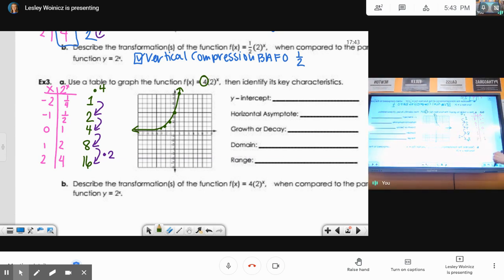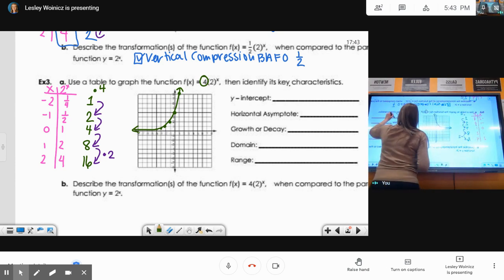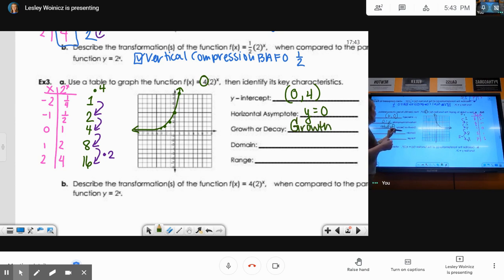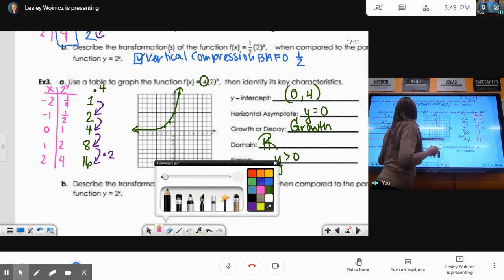Okay, so my y-intercept is not 1, 0 anymore. Sorry, I said 1, 0, I meant 0, 1. It's not 0, 1 anymore, it's 0, 4. My horizontal asymptote didn't move. It's still y equals 0. I still have growth. I still have a domain of all real numbers, and my range is still y's greater than 0. But let's put my parent points on here.